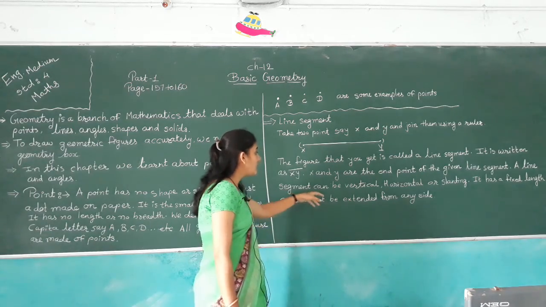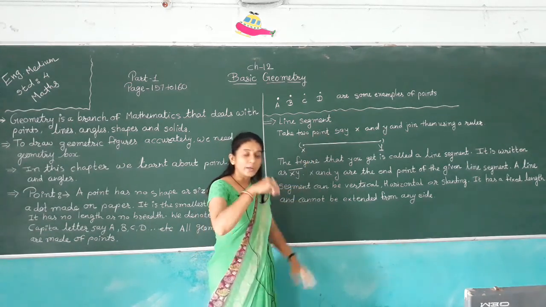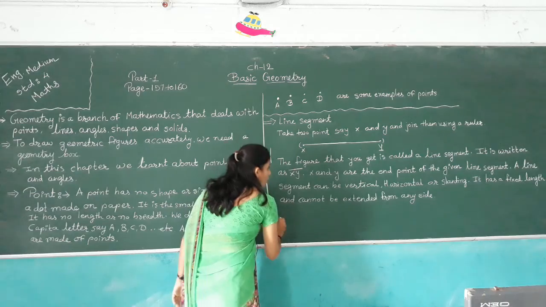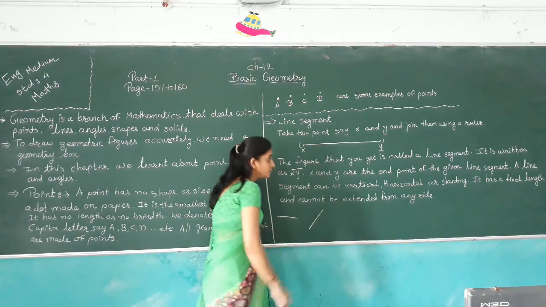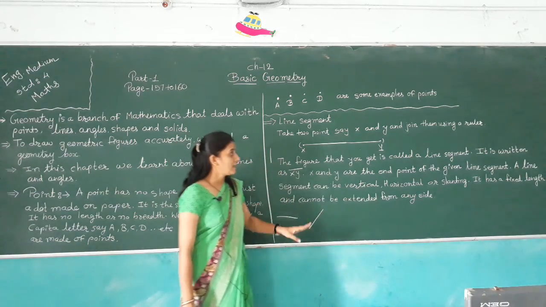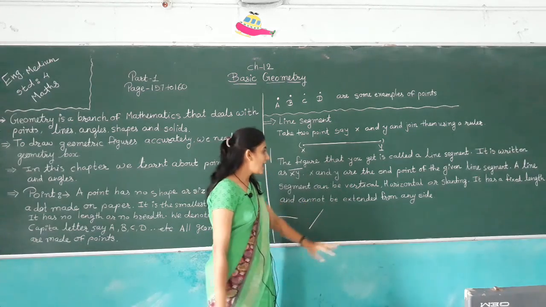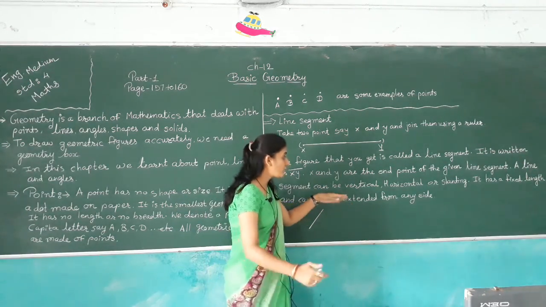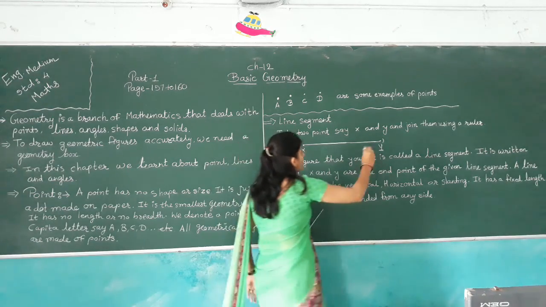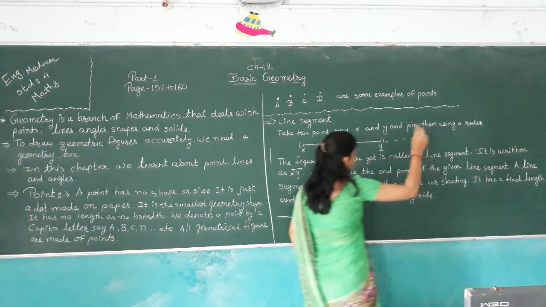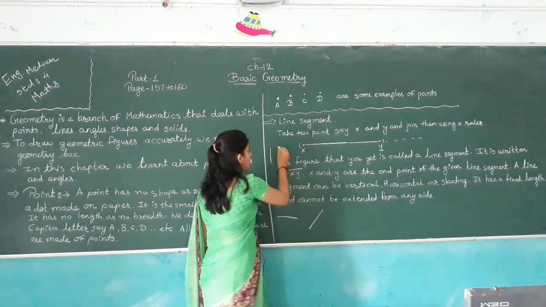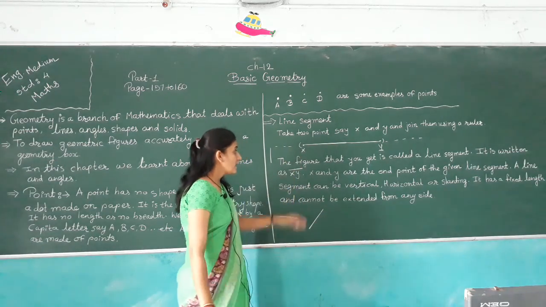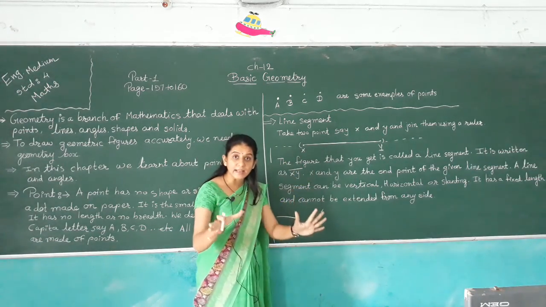A line segment can be vertical, horizontal, slanting. It has a fixed length and cannot be extended from any side.